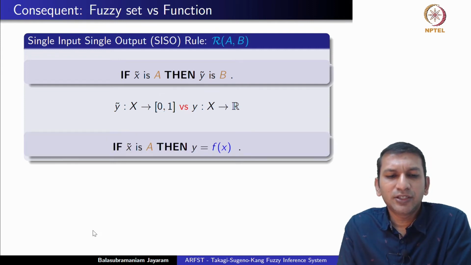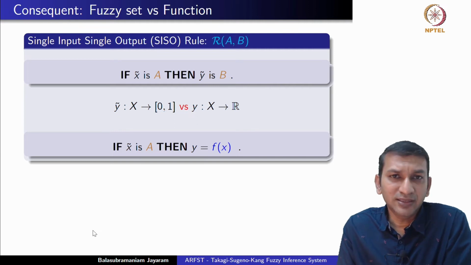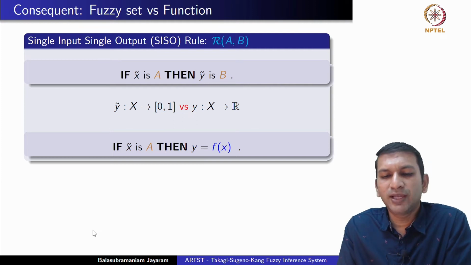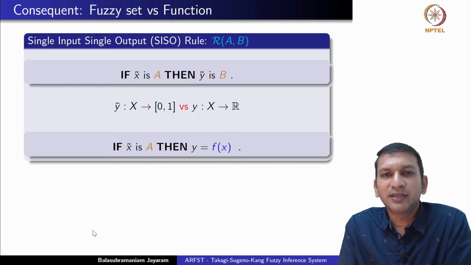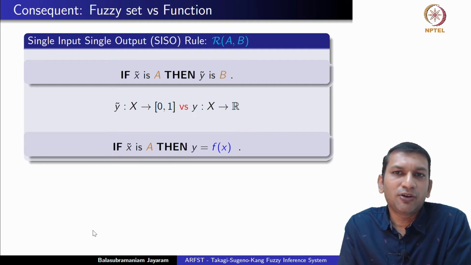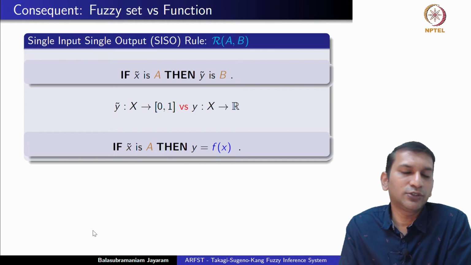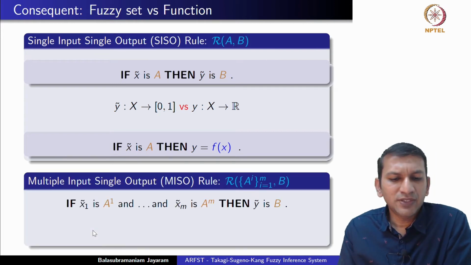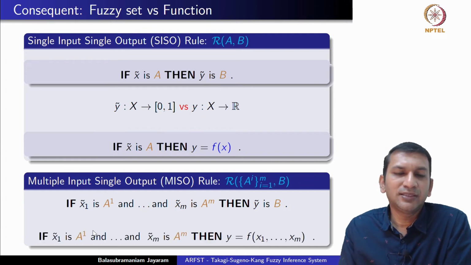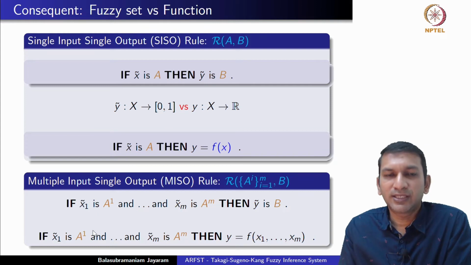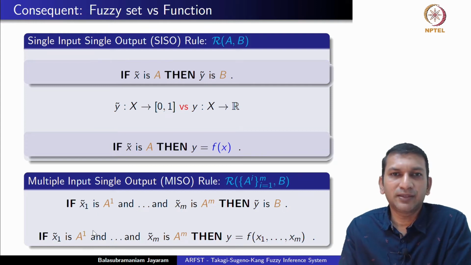So in that case, the rule would read like this: if x tilde is A, then y is equal to f of x. So essentially this y is obtained directly from the given input x. So y is given as a function of x, typically a real valued function of x. And we have seen that the same can happen in the case of a multi-input single output rule, so the y is dependent on x1 to xm, the m-dimensional input vector.